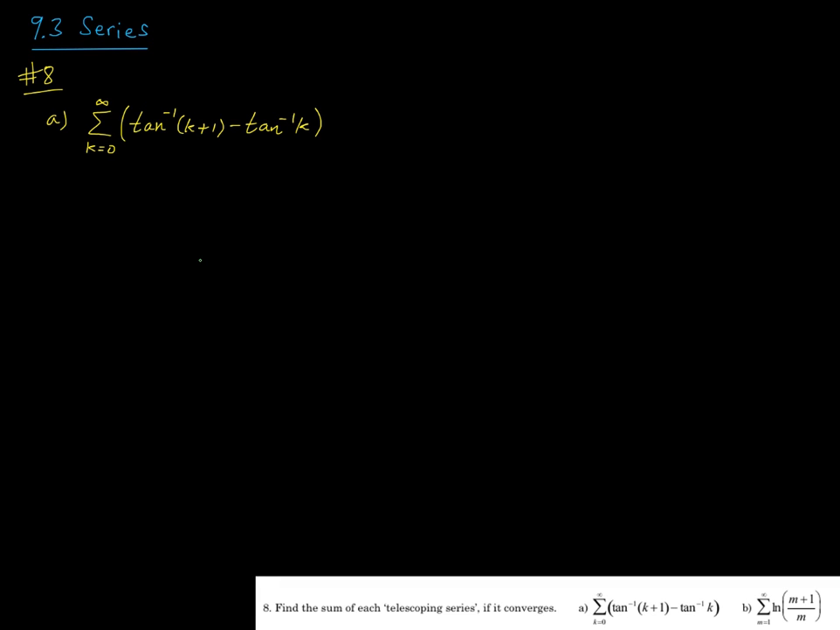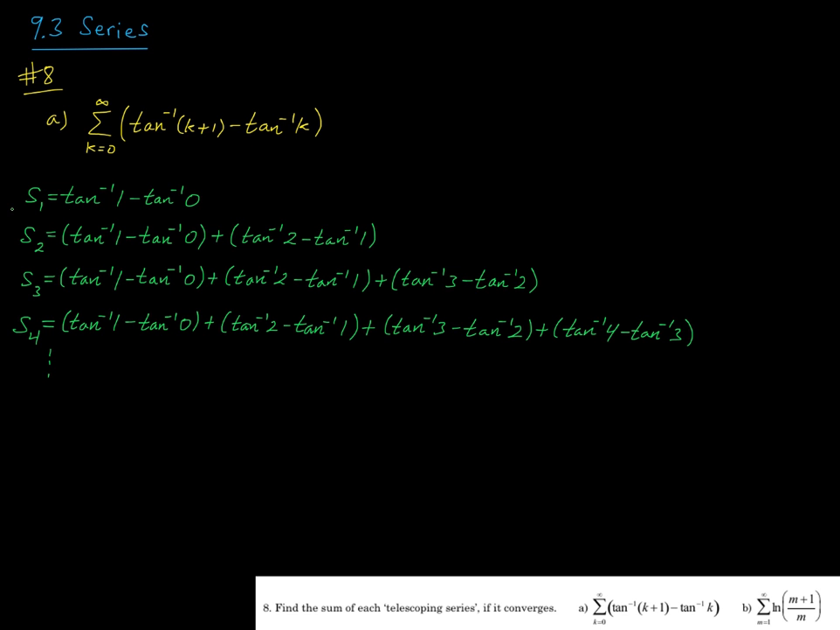Okay, here we're going to look at question 8. This is two more examples of telescoping series, much like what we saw in question 7. So with part A, we're looking at the sum of the arctangent of k plus 1 minus the arctangent of k, and here we're letting k vary from 0 to infinity. So we'll start by just writing out the first few partial sums just to get a feel for what these things will do in terms of that internal cancellation like we saw in question 7.